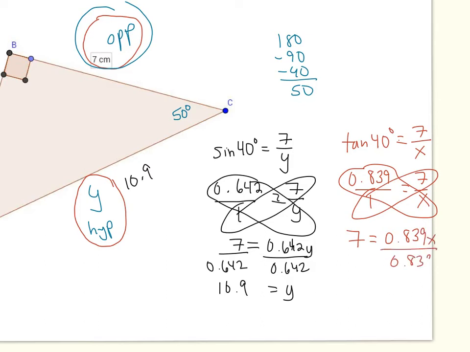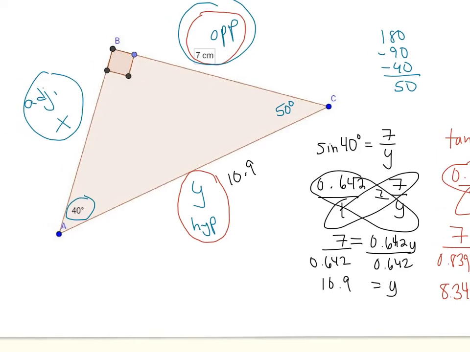And I'll divide by 0.839. 7 divided by 0.839 is 8.34. So that 8.34 is my other side. So now I know all sides and all angles.